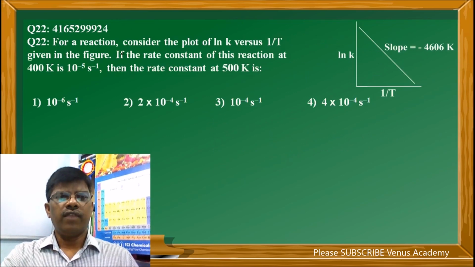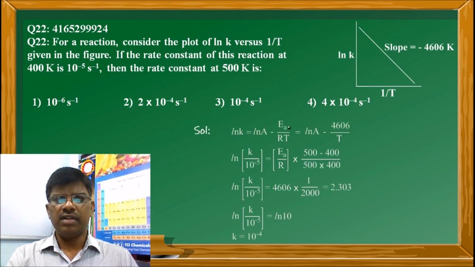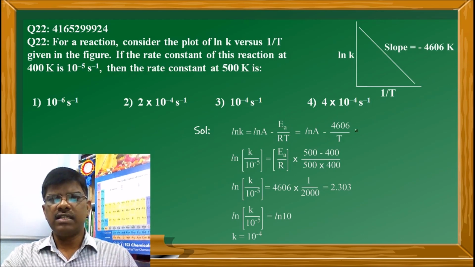Next, question number 22. For a reaction, consider the plot of ln K versus 1 by T given in the figure. If the rate constant of this reaction at 400 K is 10 to the power of -5 per second, what is the rate constant at 500 K? Friends, they have given a graph. We know the solution like this: ln K equal to ln A minus EA by RT, equal to ln A minus 4606 by T. Then ln K by 10 to the power minus 5 equals EA by R times (500 minus 400) divided by (500 into 400), which gives 2.303. So ln K by 10 to the power minus 5 is ln 10. That means K equals 10 to the power of minus 4. Option number 3 is the correct option, friends.